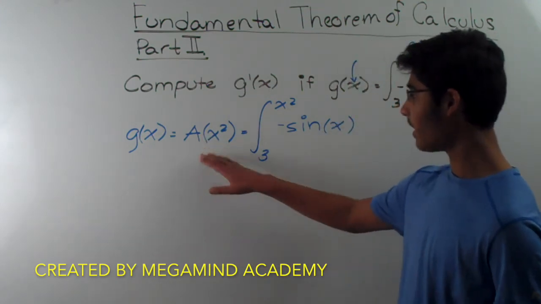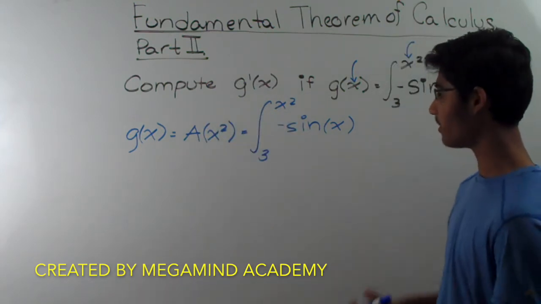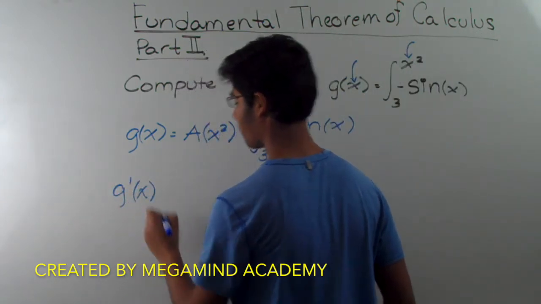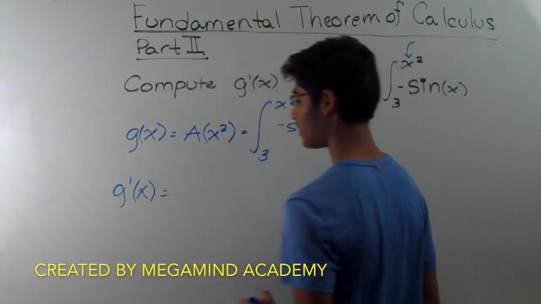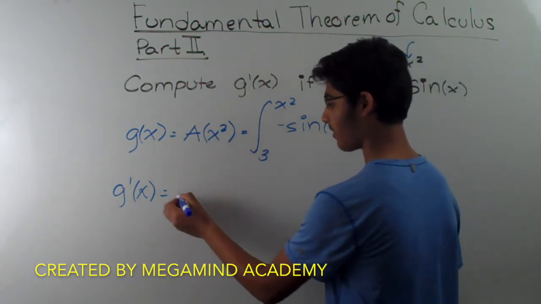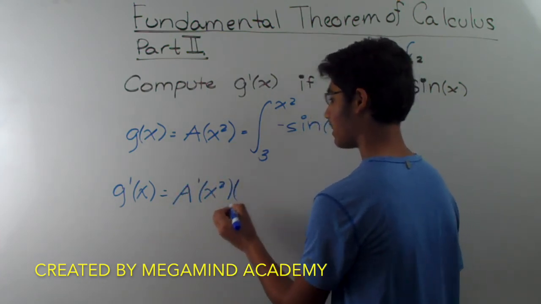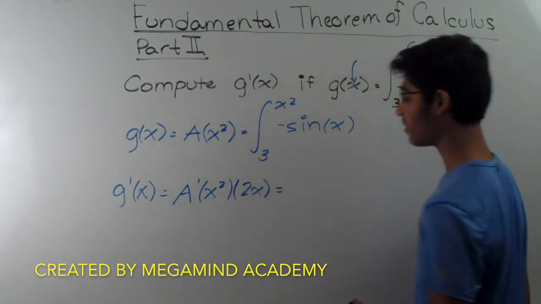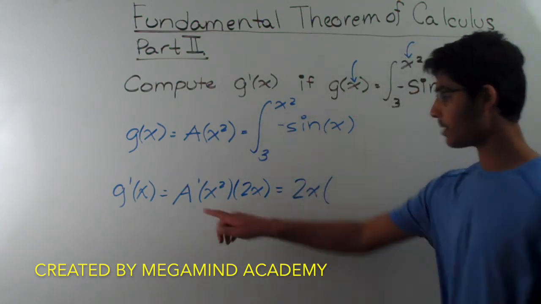Well, now, if we want to compute g prime of x, we can compute the derivatives of all of these. So g prime of x would be, now we have to compute the derivative of a of x squared. The derivative of that would be using the chain rule, so we say this would be equal to the derivative of the outside function, a prime of x squared, times the derivative of the inside function, which is 2x. So this would be equal to 2x times a prime of x squared.